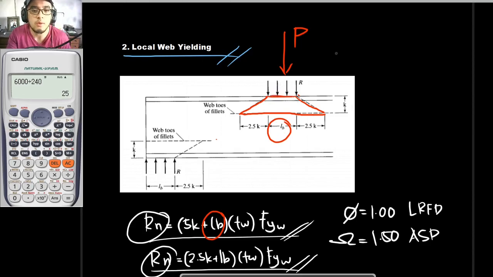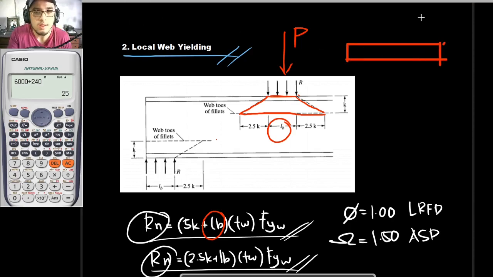So for example, meron kayong planted column, drawing lang tayo. Ito pala yung beam nyo. Then you have your planted column here. By planted column, ibig sabihin yun yung column na nakapatong lang sa beam mo. And the dimension of this column right here is 250 by 250. So, ang LB nyo is 250 mm. So, ayan. Okay, any questions so far?